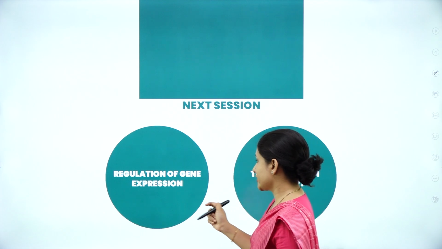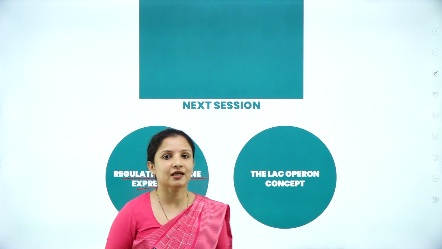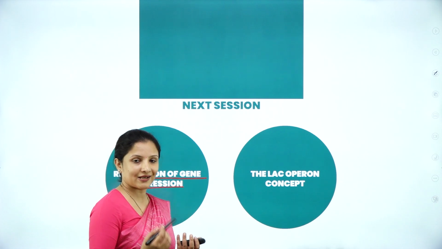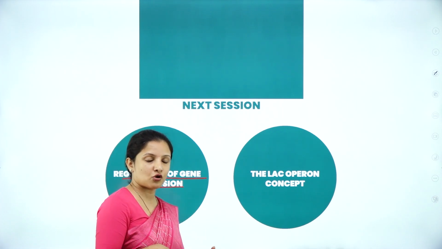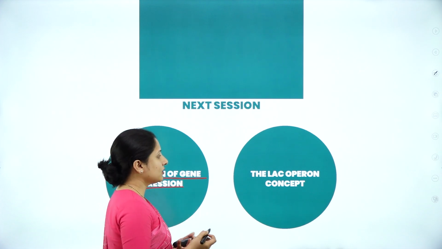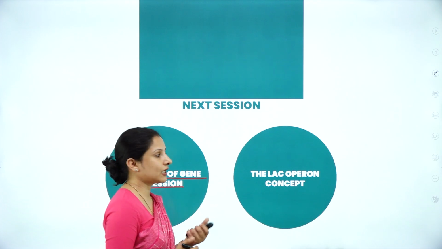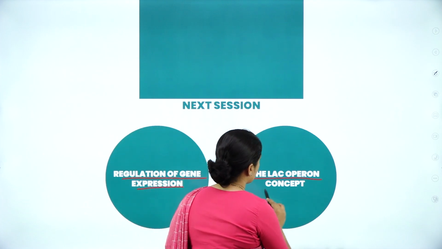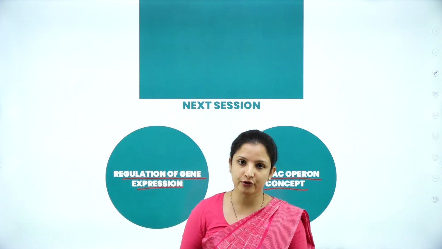In the next coming session, we'll talk about regulation of gene expression, how the genes get regulated and how they get expressed. In that particular case, some of the genes get switched off, they get switched on, and all that we will learn. And to explain regulation of gene expression, we'll take the example of the lac operon concept. The lac operon concept is quite important from the exam point of view.